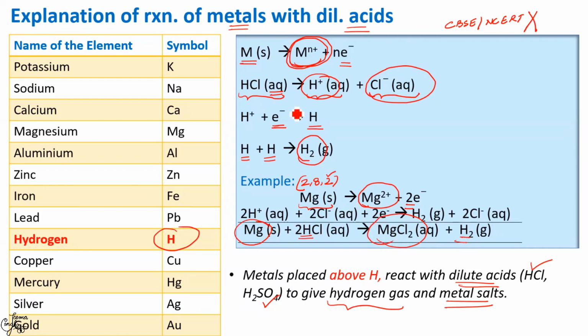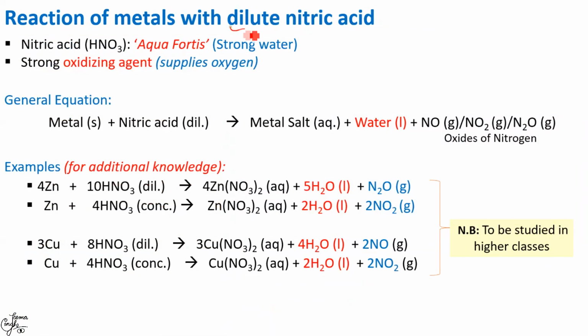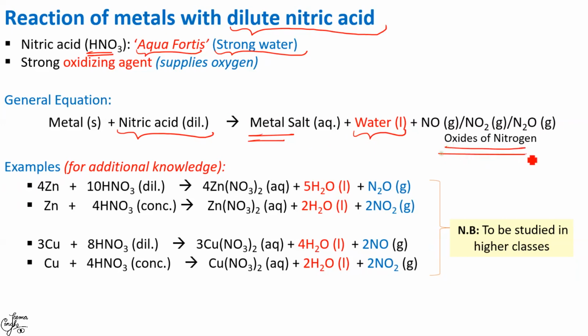Let us now move on to the reaction of metals with dilute nitric acid. Nitric acid with chemical formula HNO3 is also known as Aqua Fortis, which in Latin means strong water. When metals react with dilute nitric acid, which is also an example of mineral acid, they give metal salt, water, and oxides of nitrogen. Well, actually, here too, just like in the reaction of metals with dilute HCl and dilute H2SO4, hydrogen gas is initially evolved.